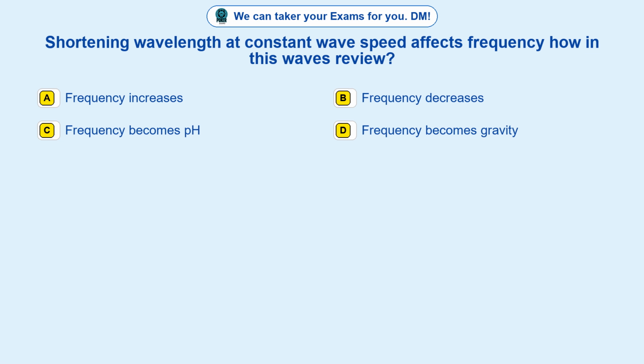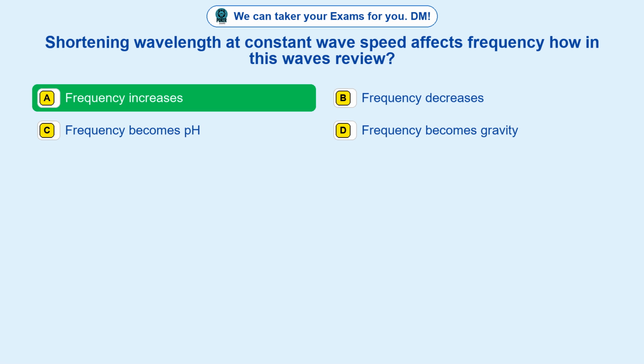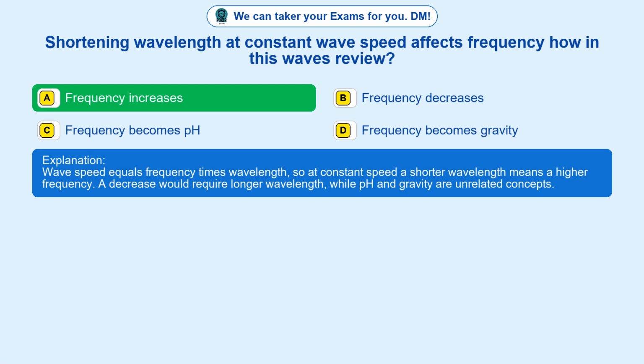Question 68. Shortening wavelength at constant wave speed affects frequency how in this waves review? Option A, frequency increases. Option B, frequency decreases. Option C, frequency becomes pH. Option D, frequency becomes gravity. The correct answer is option A. Frequency increases. Wave speed equals frequency times wavelength, so at constant speed a shorter wavelength means a higher frequency. A decrease would require longer wavelength, while pH and gravity are unrelated concepts.